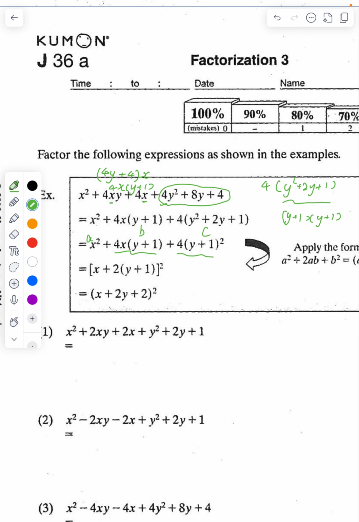Let me quickly ask you guys a question. What is our B in this case? Is it 4x? Is it y plus 1? Or is it 4 times y plus 1? I'll pause the video, give you guys a little bit of time to think about it, and let me know.